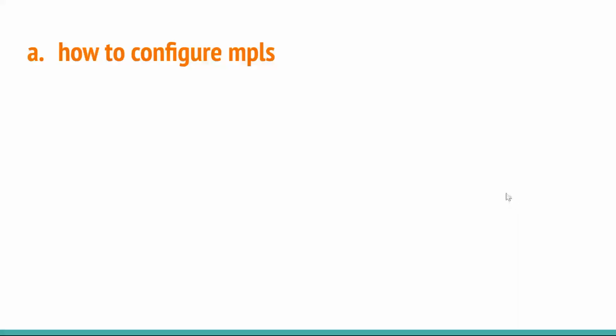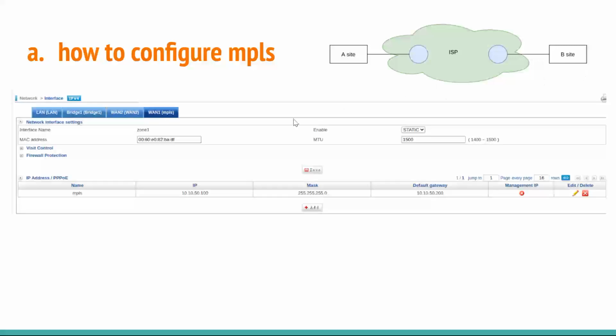How to configure MPLS. As in the figure, you may get a leased line from the ISP, then they will give you an IP address to be your gateway to connect A site and B site. So first you have to go to network, interface, to set your IP address.